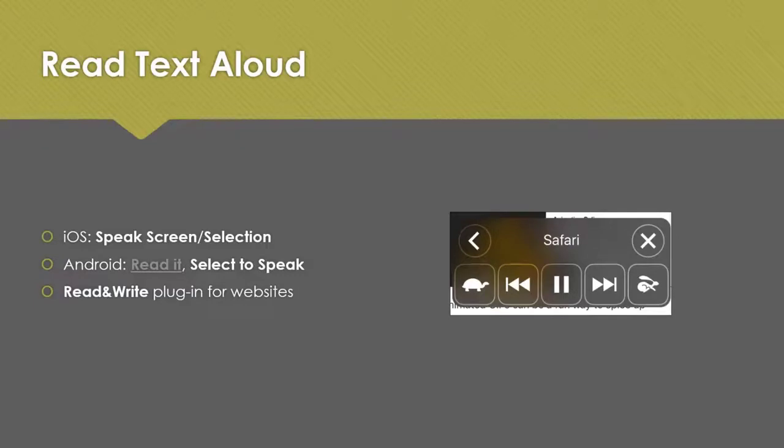Okay, great. And here's a newer feature from Google. It's called Read It, and this is mainly used for reading aloud web pages. So if you're on a website that has a bunch of text, you can actually have that text read aloud to you by using your Google Assistant. And here's a quick video on how to do that.